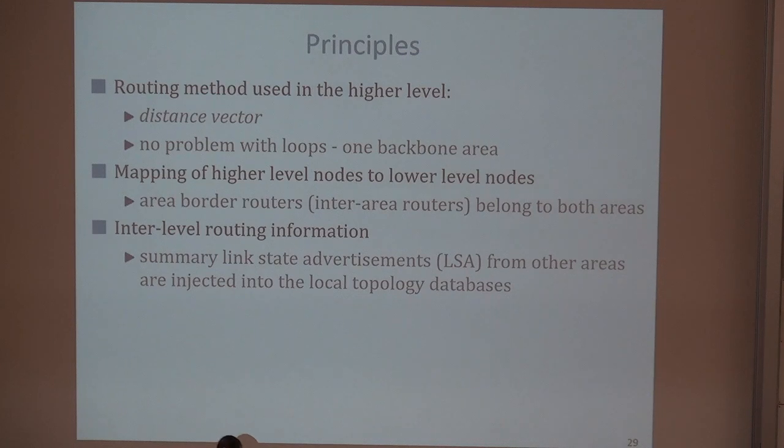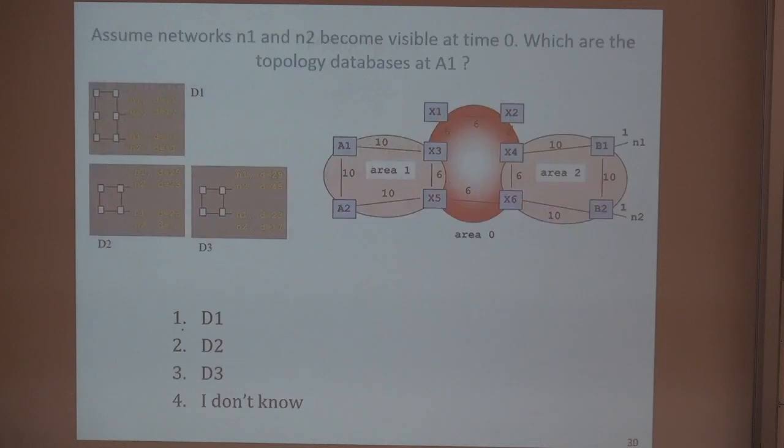Then the principle is, inside an area, we use link state routing, and between areas we use distance vector. The simplest is to see an example here. So here I'm showing those areas with three routers, D1, D2, D3.